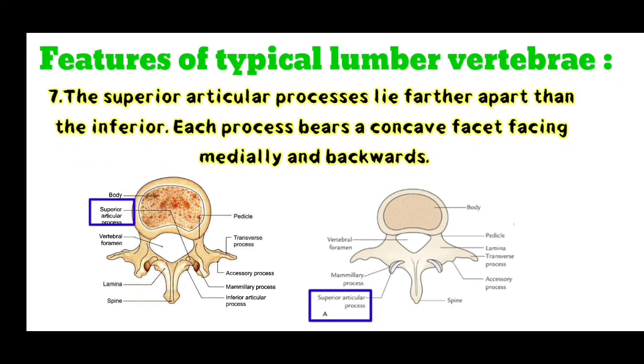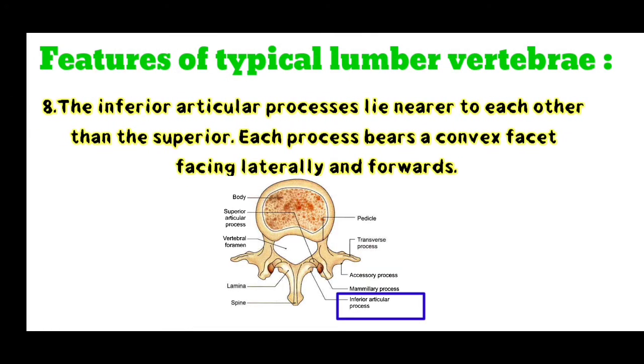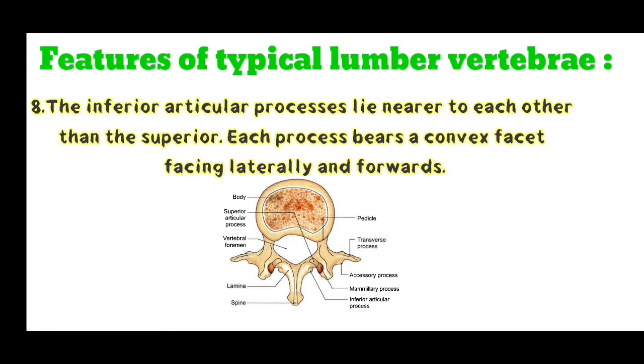The superior articular processes lie farther apart than the inferior articular processes. Each process bears a concave facet facing medially and backwards. The inferior articular processes lie nearer to each other than the superior articular processes. Each process bears a convex facet facing laterally and forwards.